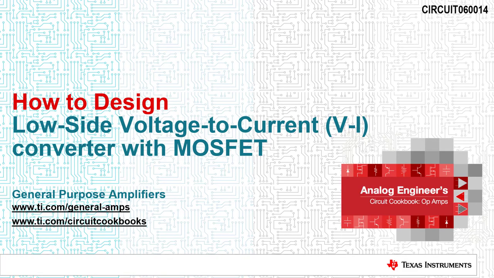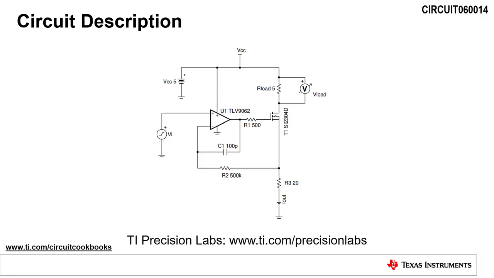Hello, and welcome to our short video on how to design an op-amp-based, low-side, voltage-to-current converter with a MOSFET. This schematic represents an op-amp-based voltage-to-current converter with a MOSFET. The circuit can be used to deliver a well-regulated current to a load.